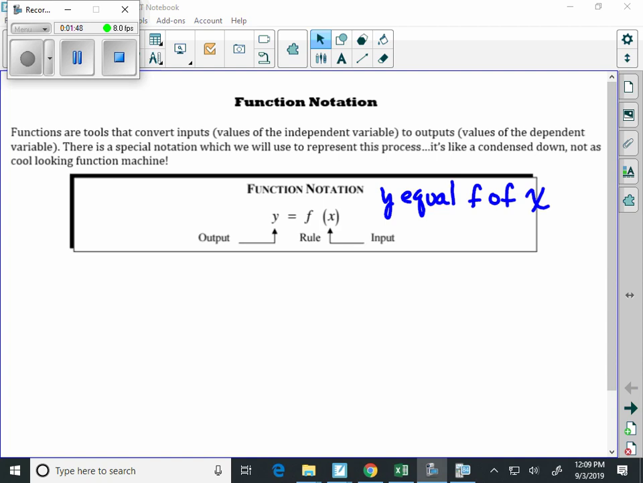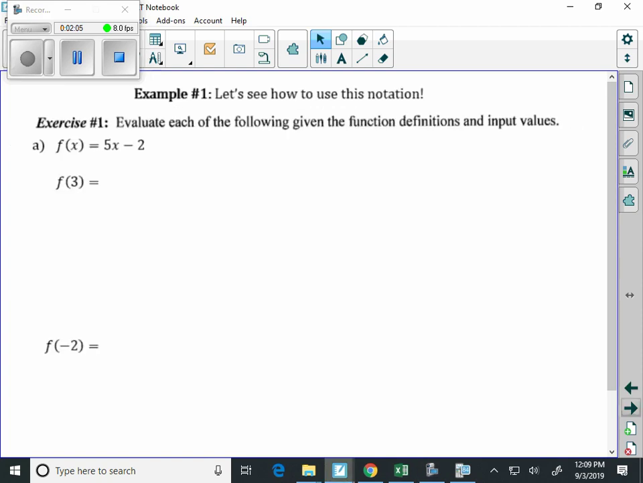Function notation, what I often like to say is that f of x is just another way of writing y. That's all that it is. But oftentimes we see something that looks like this in the box, and it doesn't really make any sense until we put some numbers to it. So if we look at our first example here, evaluate each of the following given the function definitions and the input values.